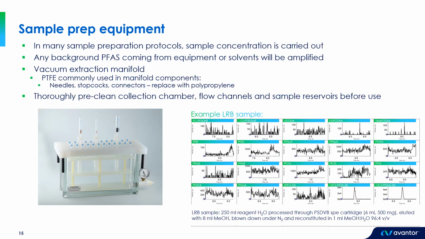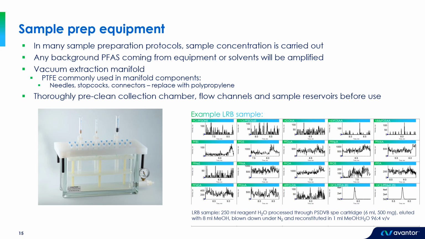As we discussed in the previous webinar, many sample prep protocols utilize solid phase extraction. Typically, this is carried out using a manifold or column processor like the one shown in the picture. Now, because we're performing sample pre-concentration, any background PFAS from this equipment or solvents can be amplified using this approach. The vacuum extraction manifold is one piece of equipment that we really need to be particularly cautious about, as PTFE is quite commonly used in some of the manifold components in the sample flow path, such as needles, stopcocks or taps, and connectors. In many cases, these can be replaced with polypropylene equivalents to make them PFAS compatible.